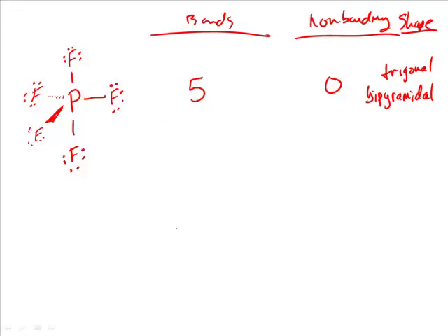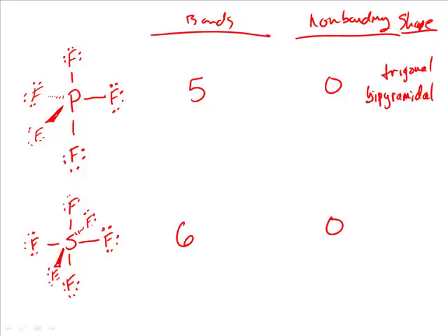And then our last one, 6 bonds, no non-bonding pairs. SF6 is what it would be. 1 going up, 1 going down. And then you've got 1 sticking straight sideways, another one sticking straight sideways, and then you've got 1 coming directly out of the board straight at you, and 1 going back into the board straight behind you. And that one is called octahedral.